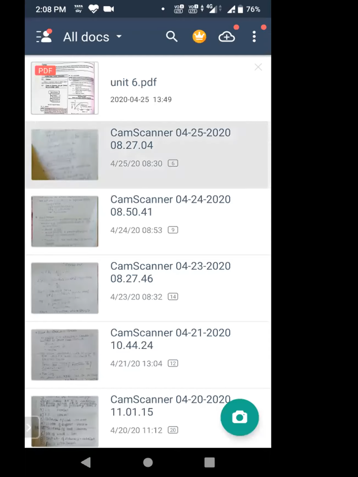The step for the torsional shear. Okay, now we are going to deal with the numerical based on that. Here is the numerical. In this numerical, first of all, we will go to the question.